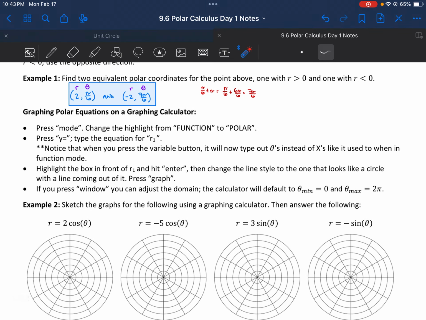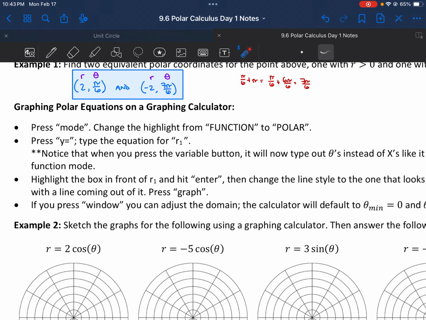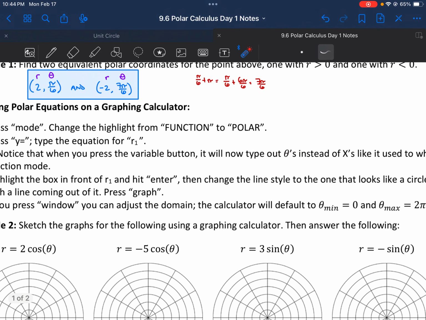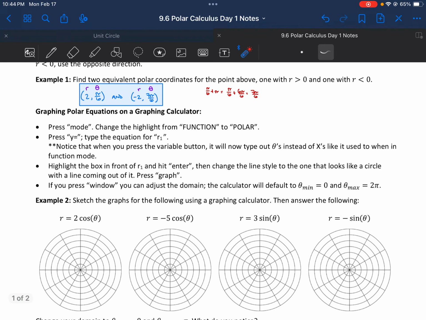All right, so polar equations on a graphing calculator. Go ahead and follow these steps in your TI-84. First, press mode, change the highlight from function to polar. So we've already done this with parametric, but now change from function to polar. When you press the y equals button, you're going to notice that instead of y equals, you're going to have a bunch of r equals, okay? Also notice that when you press the variable button, instead of putting in an x like it normally does in function mode, it's going to type out a theta instead of an x, all right?